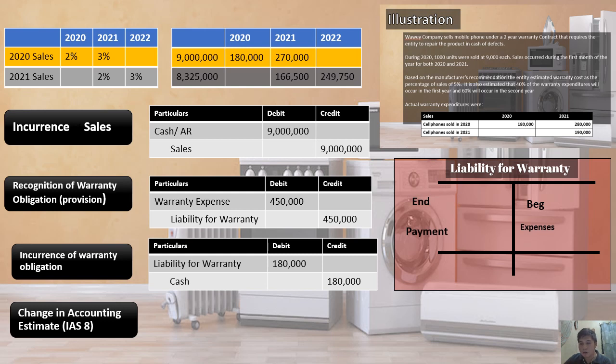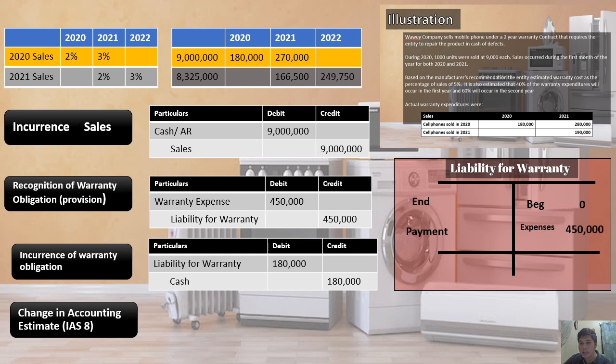Since okay na yung ating mga data, ilatag lang natin yung mga information na meron tayo. Since wala namang sinabi na kahit anong information, let's assume that 2020 is the first year of operation. Dahil first year of operation yan, the beginning balance of liability for warranty is 0. Based on the recognition of warranty obligation provision, we recognized 450,000, which is equivalent to 5% of the sales made during 2020.